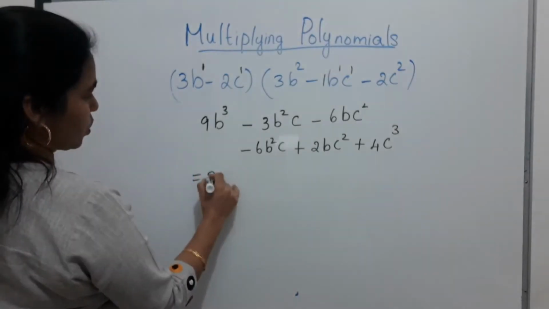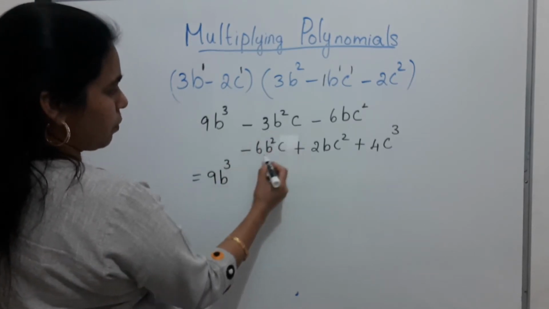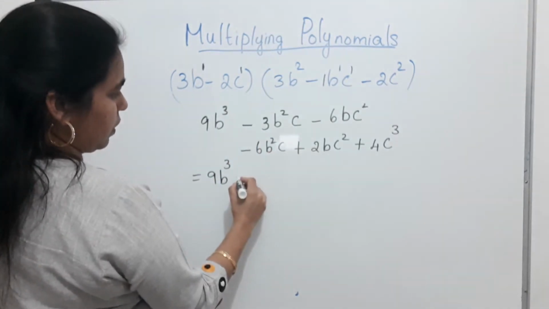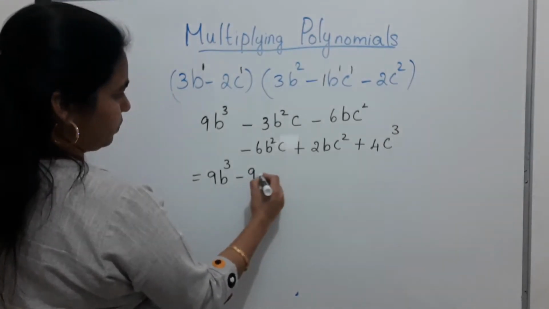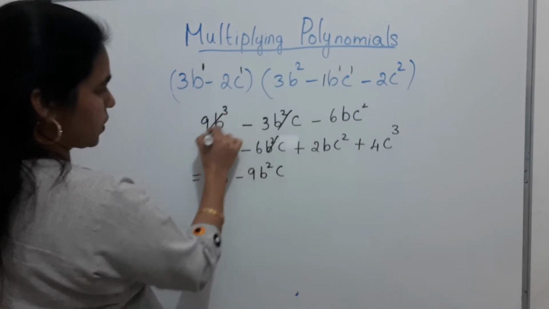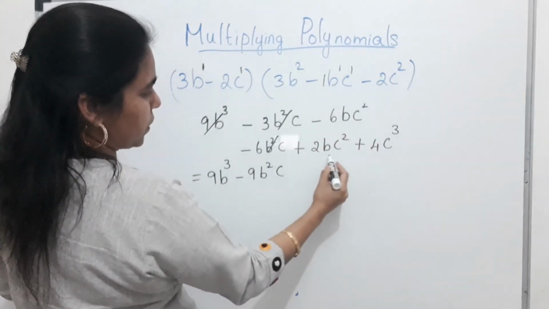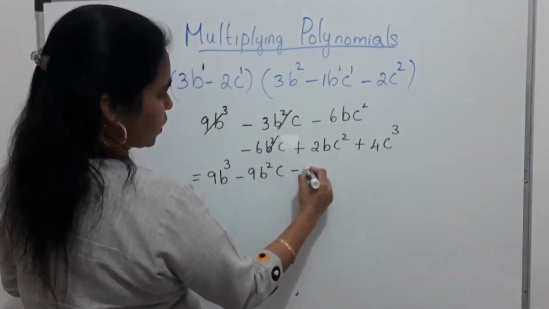So that is equal to 9b cubed, and minus 3 minus 6 will be minus 9b squared c, so this is gone and this is also gone. Now you have minus 6bc squared and plus 2bc squared, which will be minus 4.